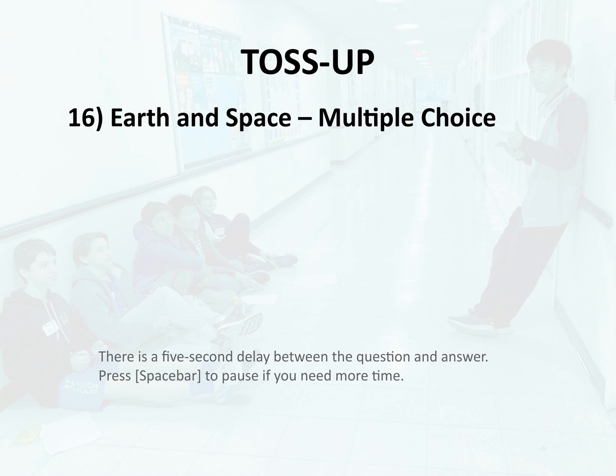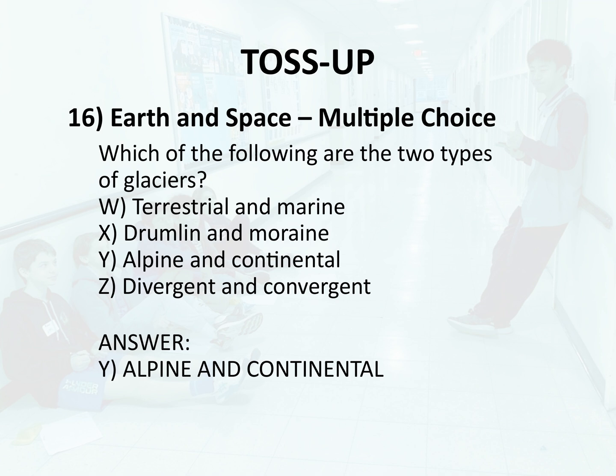Toss-up 16. Earth and space, multiple choice. Which of the following are the two types of glaciers? W. Terrestrial and marine. X. Drumlin and moraine. Y. Alpine and continental. Z. Divergent and convergent. Answer. Y. Alpine and continental.